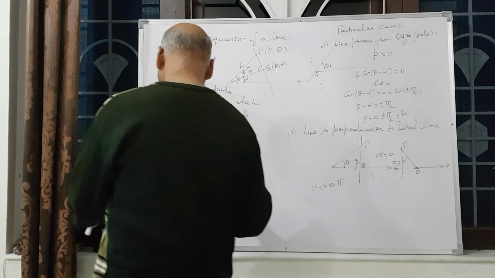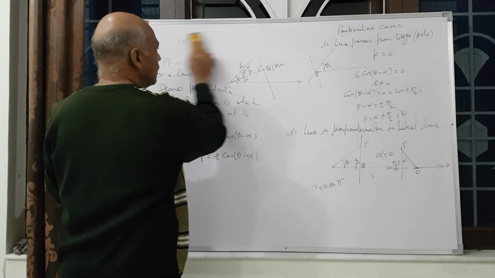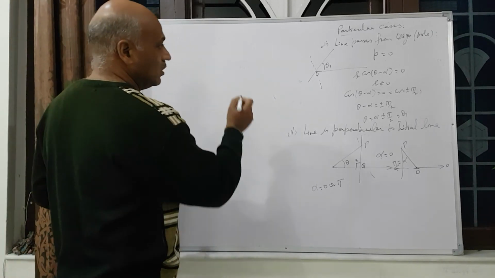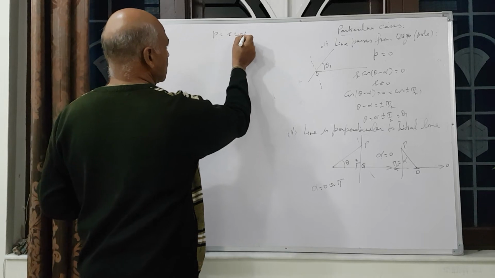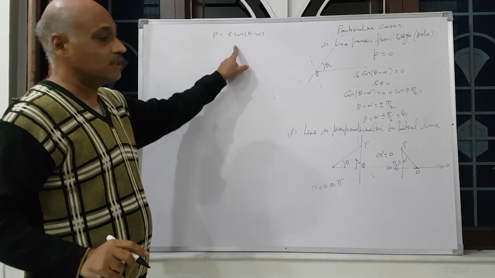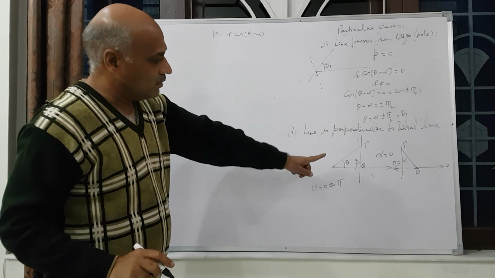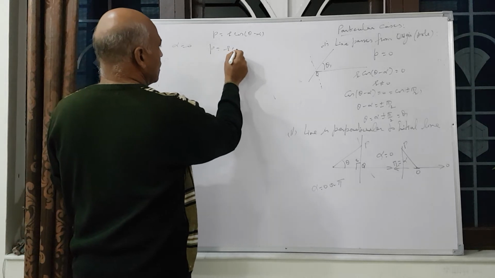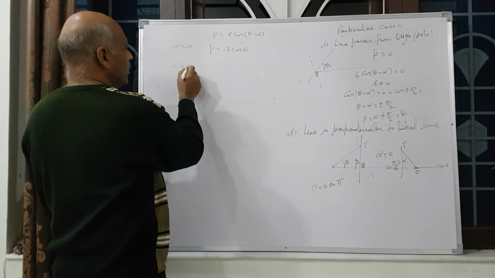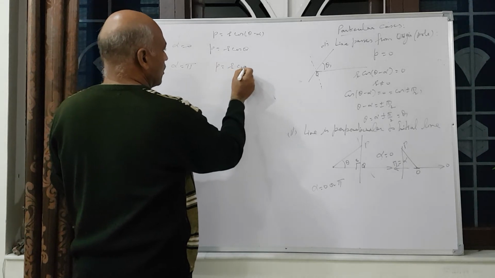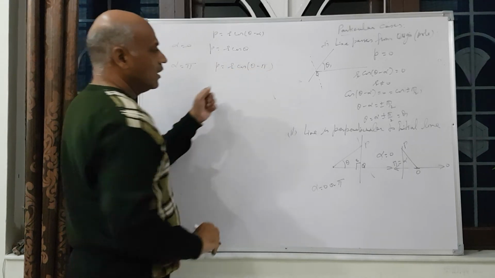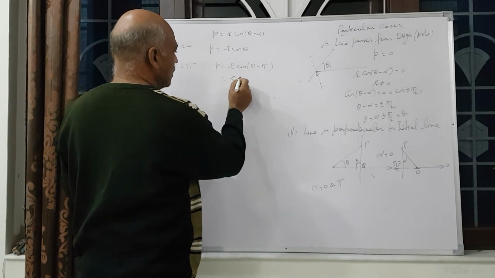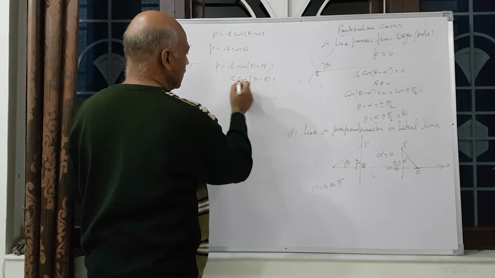If it is perpendicular to the initial line, alpha becomes 0 or pi, so the equation is p = r cos(theta minus alpha). The equation of line is this one. If alpha equals 0, then p equals r cos theta. If alpha equals pi, p equals r cos(theta minus pi). If we take minus outside, cos of minus theta is cos theta. You can say r cos(pi minus theta).